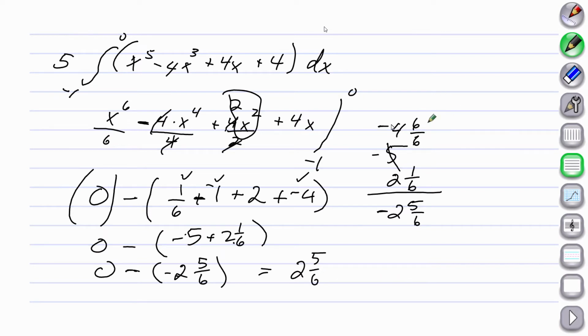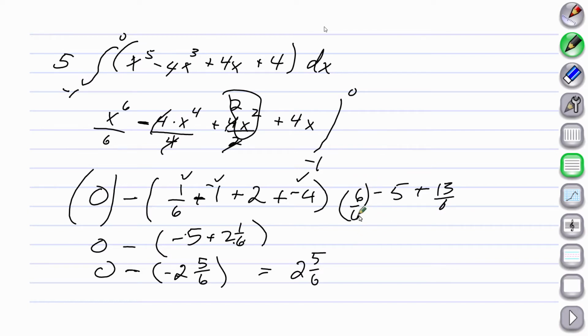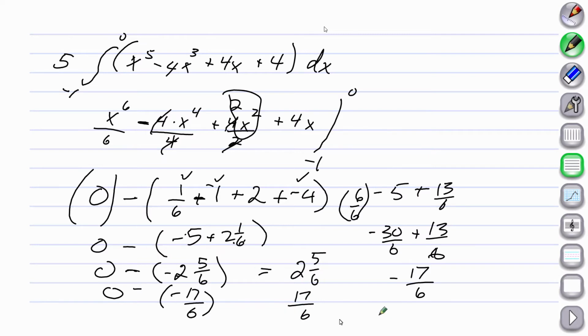If you're having a little trouble understanding that, let me do that another way. Let's change this to improper 13/6. I multiply this side by 6 over 6, so that gives me negative 30 over 6 plus 13 over 6 is negative 17 over 6. Wait a minute. Yeah. So you could have looked at this as negative 17 over 6 also, and it was minus that. So that came out a positive 17 over 6. Same thing.